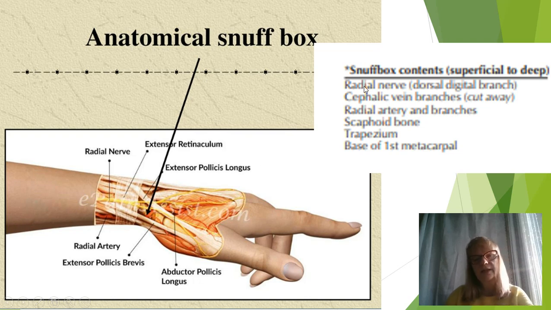The anatomical snuff box has the following contents. You see here, from the top to the bottom, so superficial to deep: the radial nerve, exactly here you see the dorsal digital branch of the radial nerve. Next we have the cephalic vein. Next, the radial artery and its branches. The scaphoid bone, trapezium, and base of the first metacarpal will be the floor of the anatomical snuff box. So the structures are the radial nerve, cephalic vein, radial artery, and branches of the radial artery.